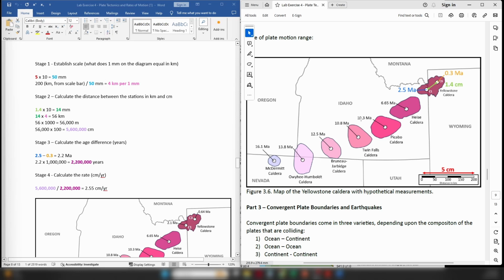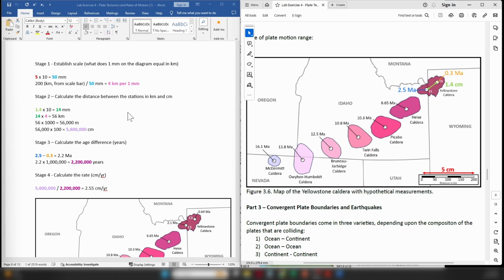So over here, we have figure 3.6. This actually shows you the worked example where the numbers are coming from. And over here on the left, we actually have the worked example. Okay, so in the case of question 3, how are we going to do this? Well, once again, we need to start by working out what 1 millimeter on the diagram represents in terms of kilometers. So we can see that the scale bar is 5 centimeters long, and this represents 200 kilometers in distance.